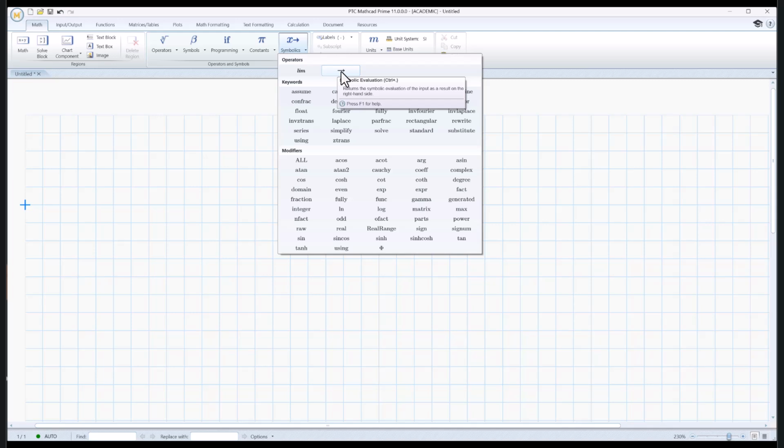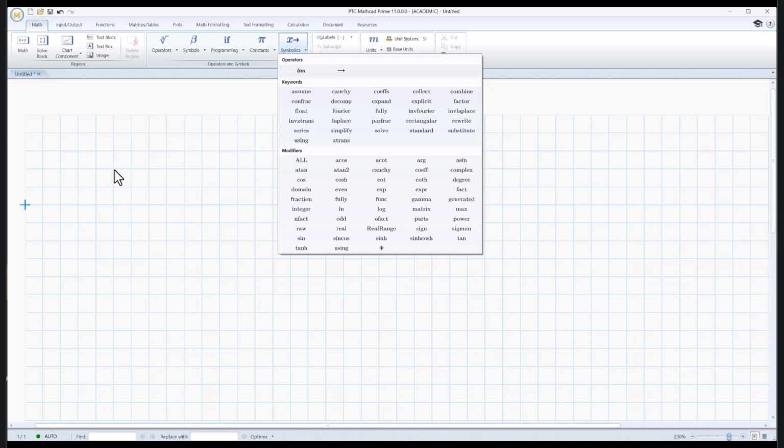Now the keyboard shortcut for the symbolic evaluation is Control Dot. Now why Control Dot? I don't know. There's a limited number of keys on the keyboard and somebody decided to do that. So it works as well as anything. In this video, I'll click on the arrow sometimes and I'll use Control Dot sometimes. Let's try something simple first.